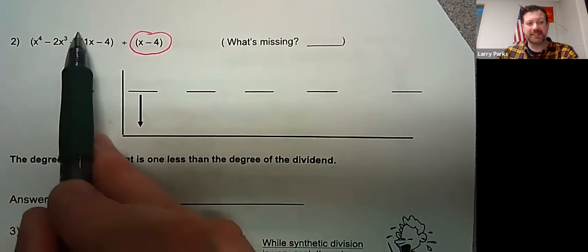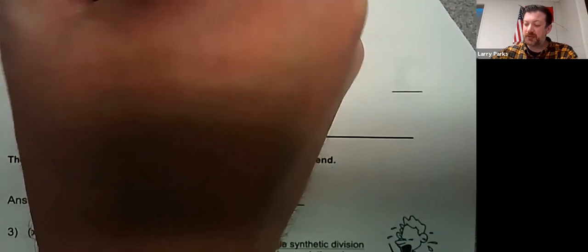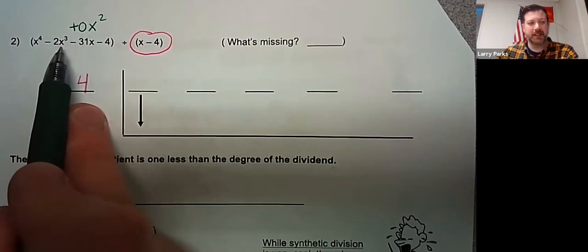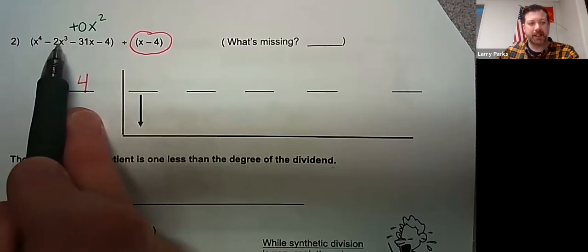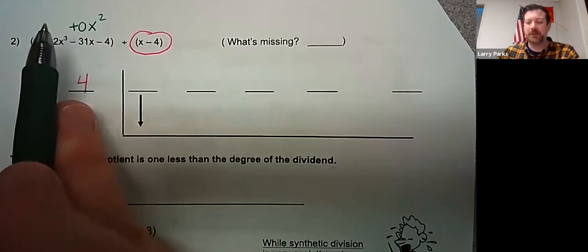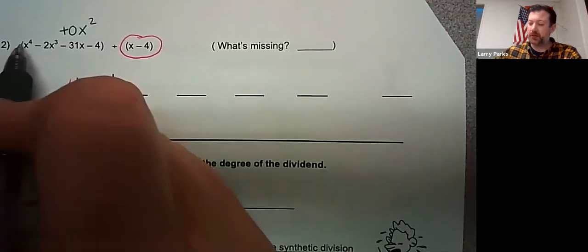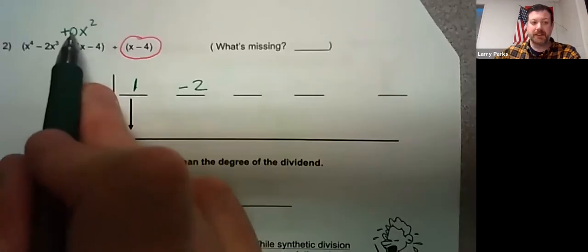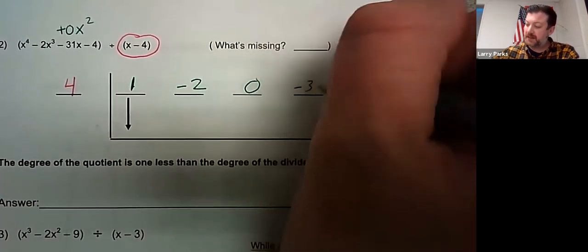So when I drop this down, I have to remember that this is like plus 0 x squared. And where you put that 0 is very important. The 0 must come between the -2 and the -31. So you're going to put 1, -2, 0, -31, -4. The 0 is what most kids forget and why they mess up. So again, I'm going to copy down the coefficients. 1, -2, 0, -31, -4.